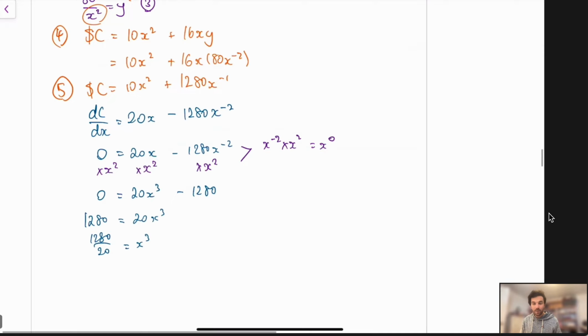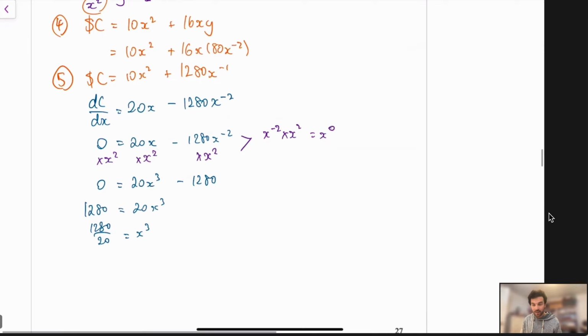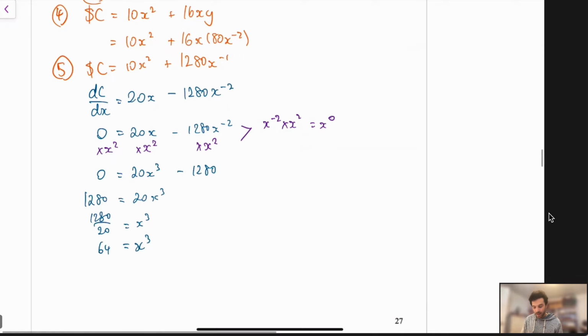Okay, now 1280 divided by 20, it's actually really nice. Divide by 2, then divide by 10, you'll find it'll be 64. And let's take the cube root, 4 centimeters. Now there's no plus or minus answers here, it's just simply 4 centimeters. Now what we've found is a stationary point, i.e. the gradient was 0.